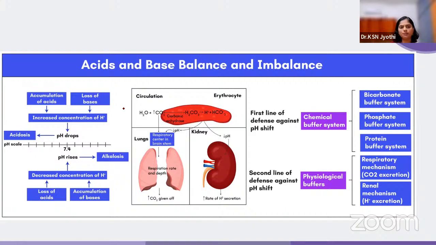So first, any decrease in the pH will result in acidosis. Why will that happen? Whenever there is accumulation of acids or loss of bases. In either case, there is increased concentration of H plus ions. When the concentration of H plus ions increases, this results in a decrease of pH, causing a metabolic condition called acidosis. On the contrary, if there is loss of acids and accumulation of bases, the H plus ion concentration is decreased, resulting in a rise in the pH, which we call alkalosis.